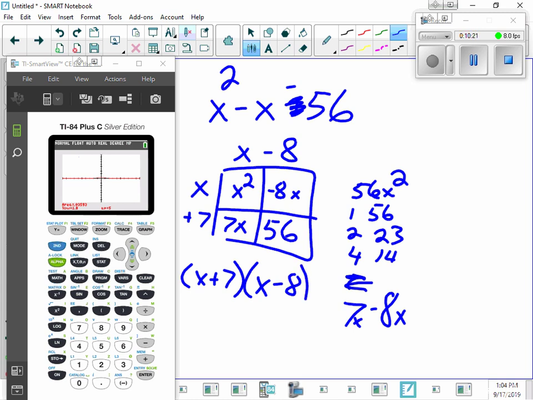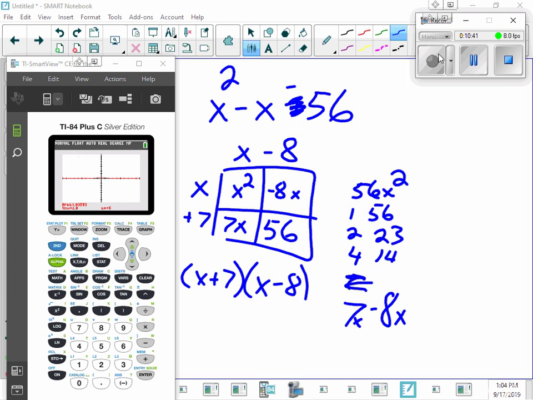If it said solve, what would the answers be? Negative 7 and positive 8. Yep. Okay. You guys handle the rest of 2.5? Okay. Yeah.